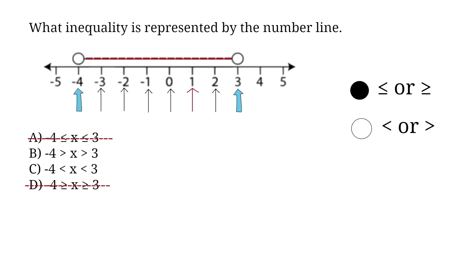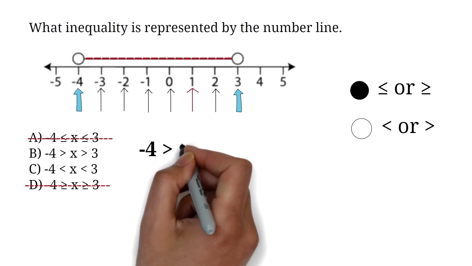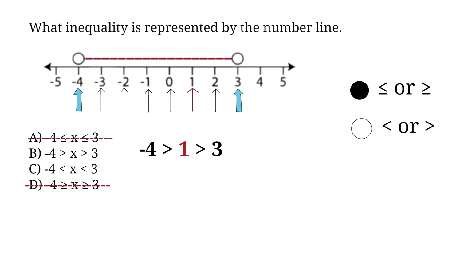For choice B, we have -4 is greater than 1, which is greater than 3. This statement is not true. -4 is not greater than 1, and 1 is not greater than 3. This leaves option C as the answer.